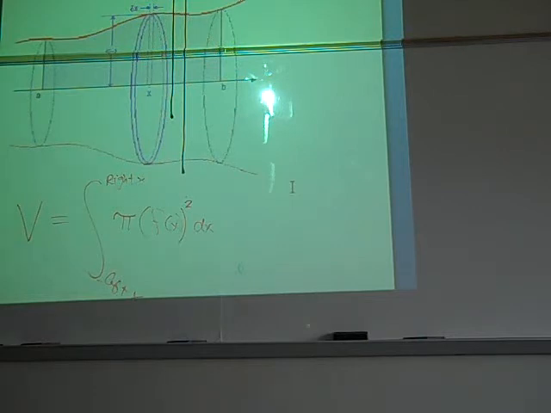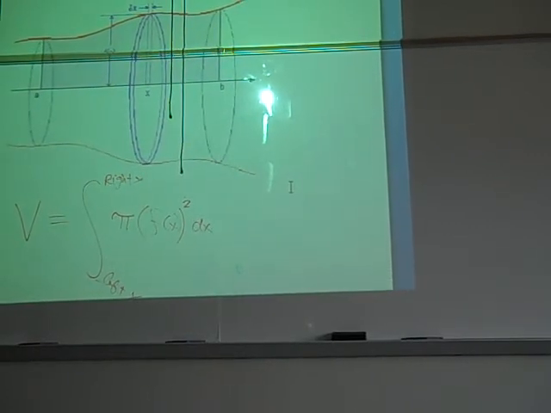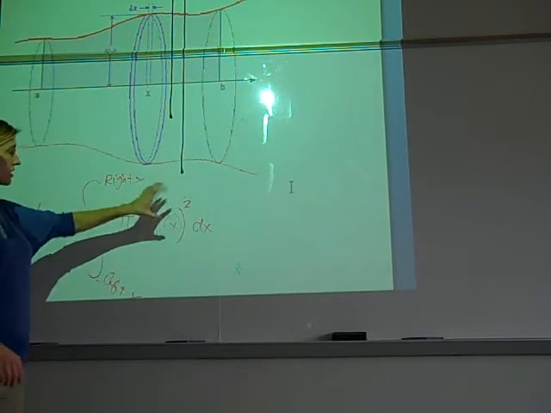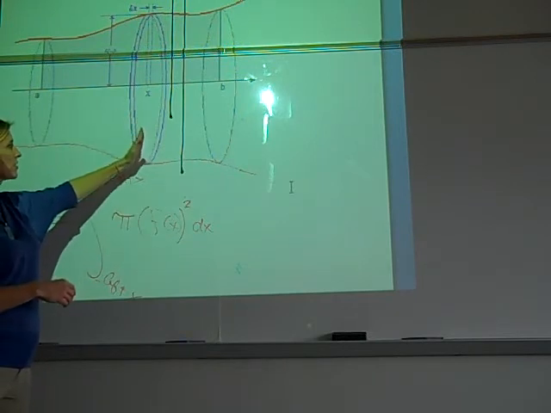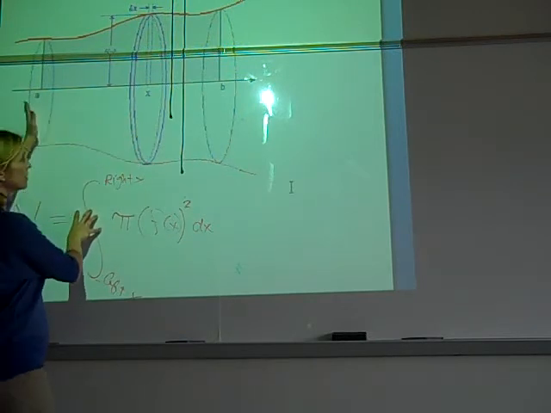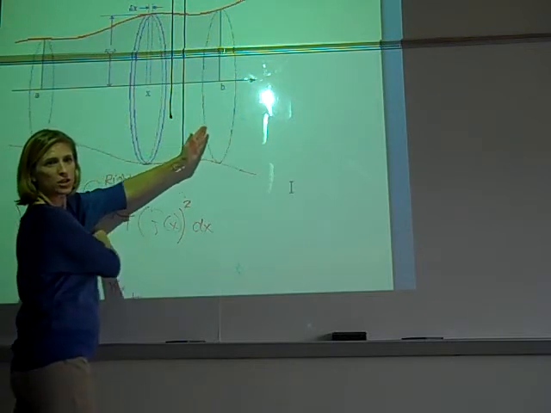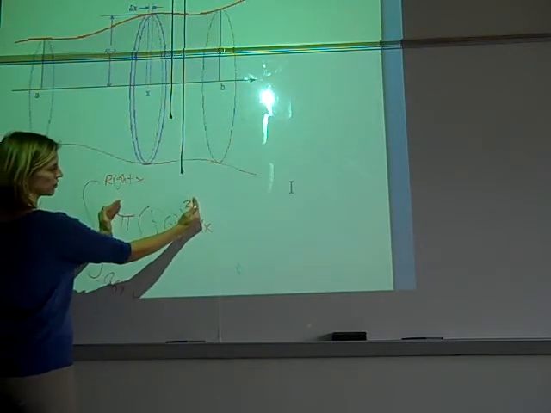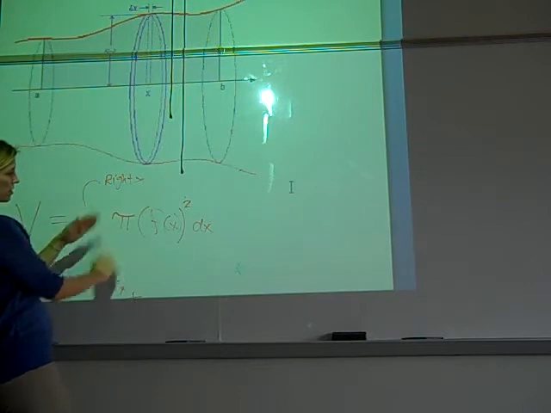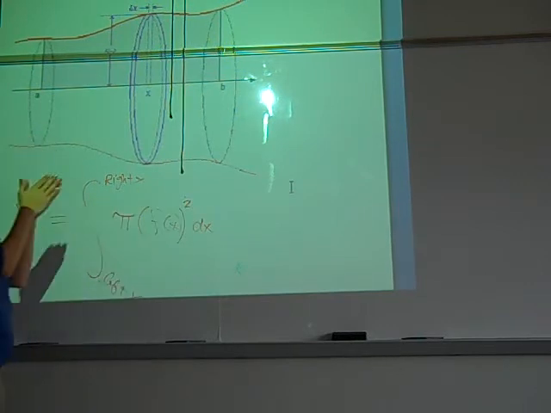Why isn't it just the pi and the squared outside of the integral? Why is it inside? Well, because the squared is going to the radius of one of these circles, and I'm adding up an infinite number of them. So it's like pi r squared, here's my circle, and I'm adding up a ton of circles. So I'm integrating a ton of those areas of circles.